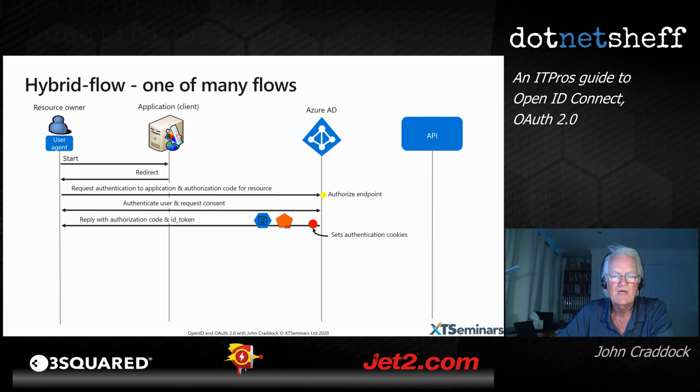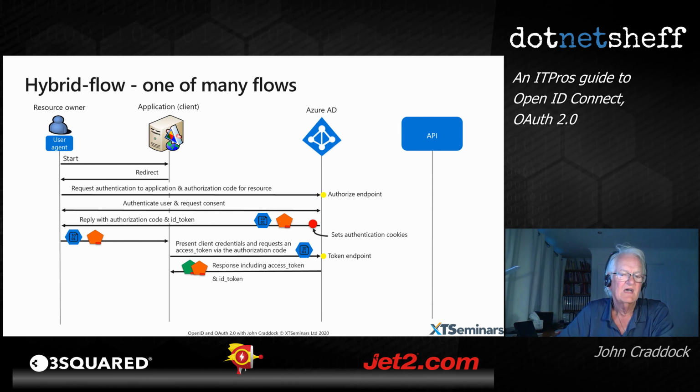We've got a code and an ID token. The ID token goes back to the application along with the code, and what the application will do is use the ID token to check the identity of the user, and then the code is returned to the token endpoint to get back an access token. And we get back a new ID token, and we can also get back a refresh token. Again, depending on what we ask for, there's huge flexibility here.